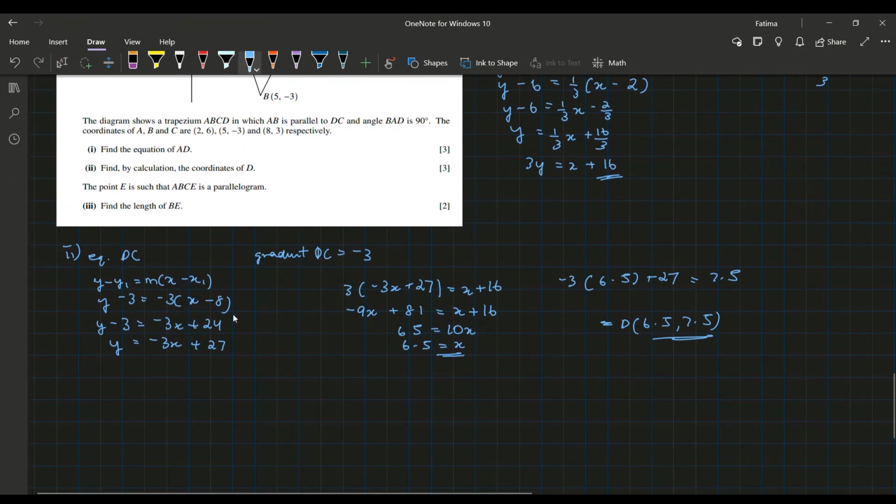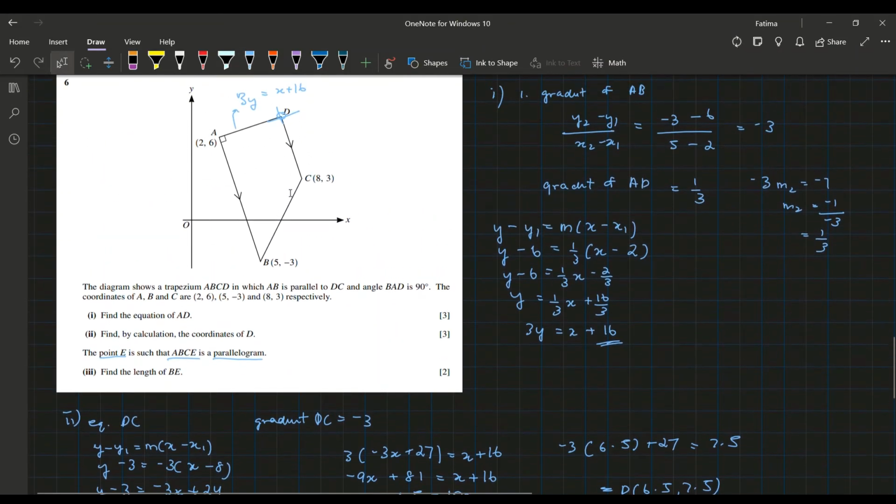Now for the third part, we're told that point E is such that ABCE is a parallelogram. Okay, so our trapezium changes into a parallelogram. There are multiple ways this can happen. One of them can be that this point C comes down here, but actually if we do that, we end up making a rectangle, so that shouldn't be correct.